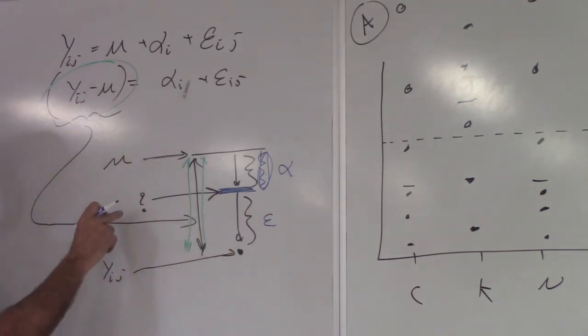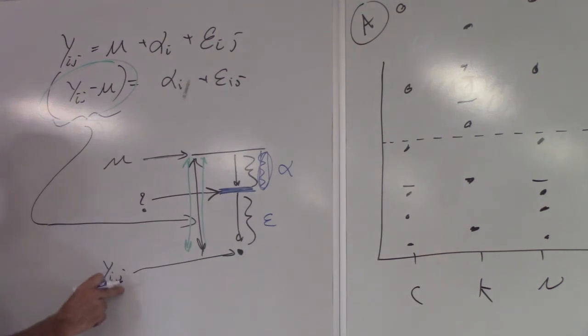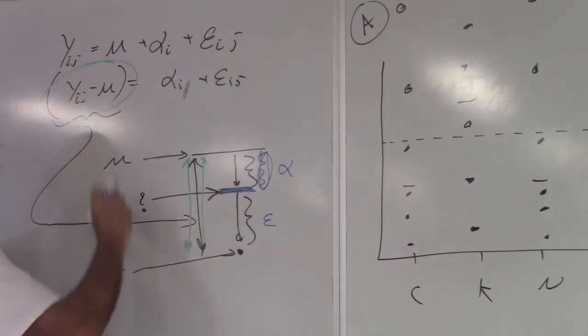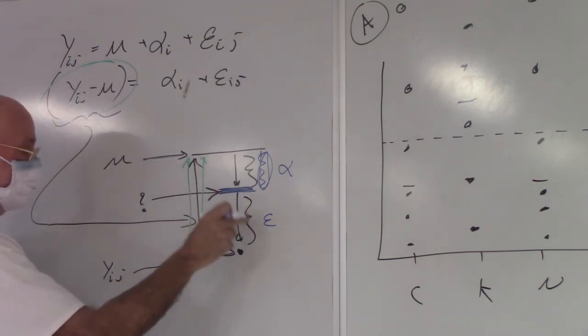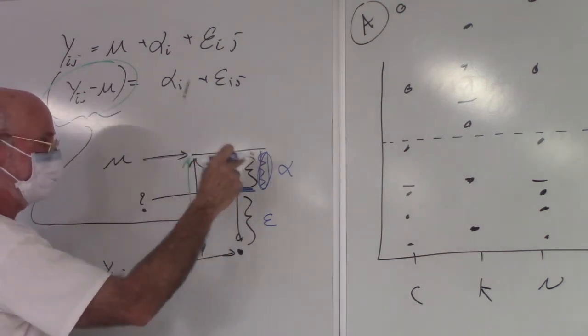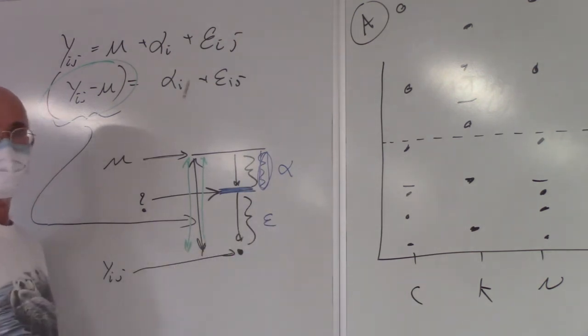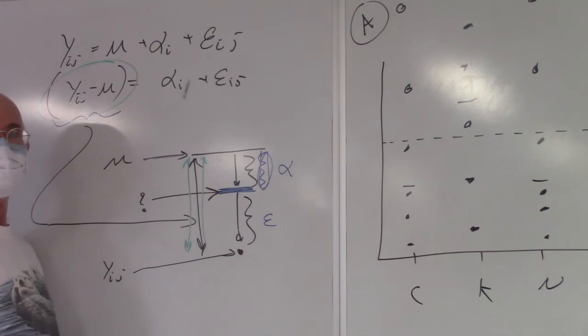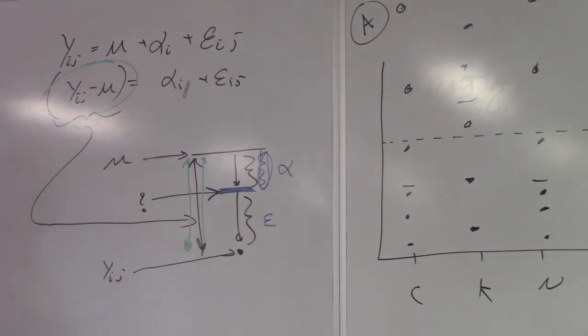So I have yij is equal to my mu plus alpha i plus epsilon ij. It's equal to this plus that plus that. So that plus that. Easy peasy.